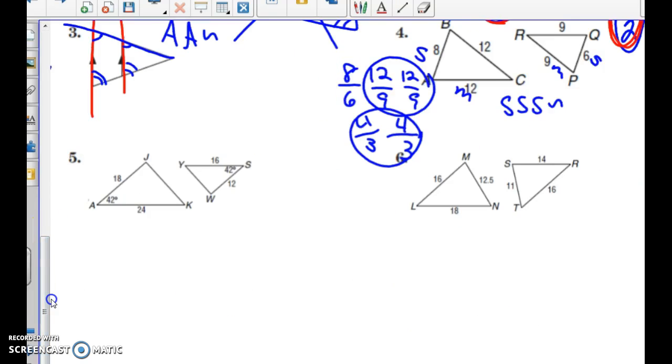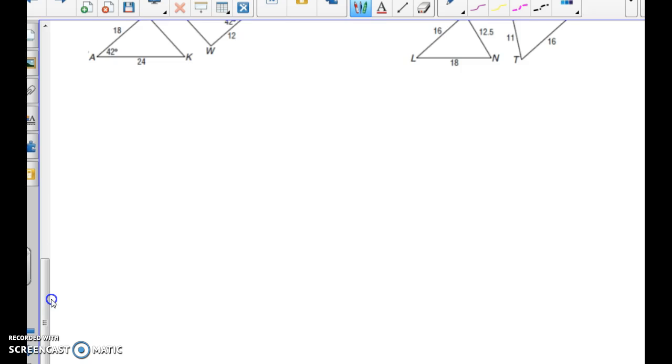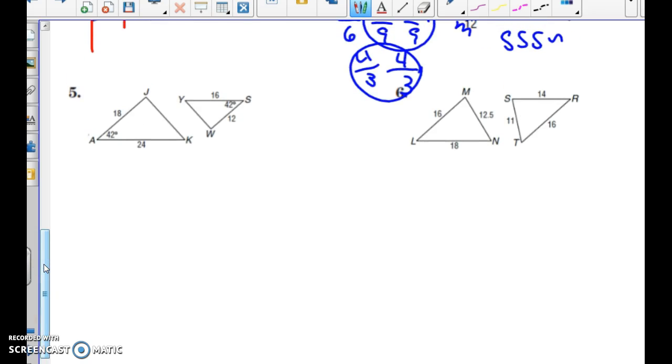Okay, so number 5 and 6. What did you think for number 5? Side, angle, side. So you think it's side, angle, side, similar, right? Okay? Does the angle touch both sides on both triangles? Yeah. Are they both the same?